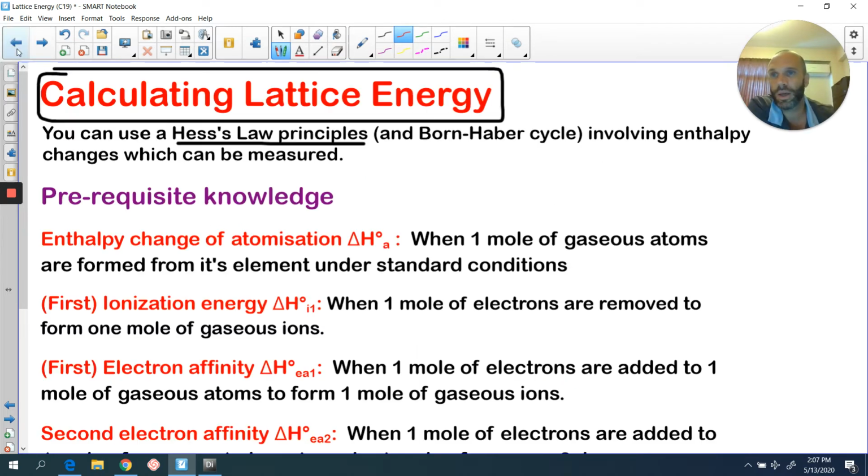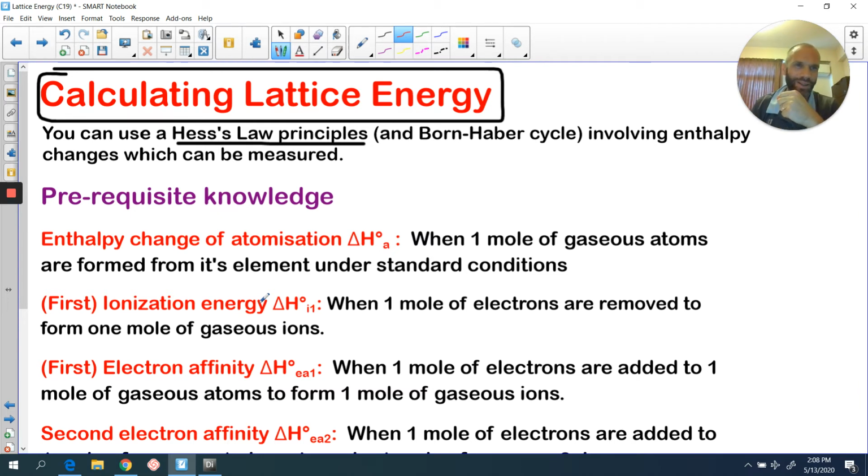So let's just go back. First, ionization energy: when 1 mole of electrons are removed to form 1 mole of gaseous ions. Yes, I think we've covered that, and we've covered what the second ionization energy would be. Now, the number of ionization energy values you're going to be using depends on what element you're dealing with. If you've got something that's losing 3 electrons, then you're going to have to sum 3 ionization energy values when you're doing these calculations.